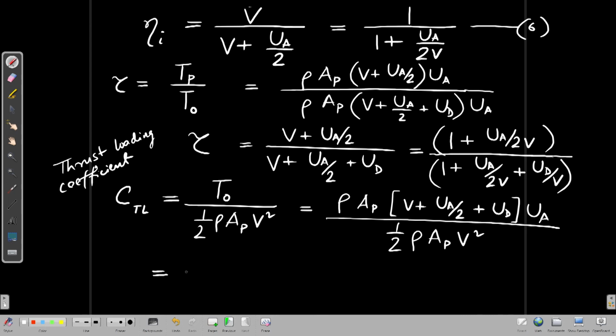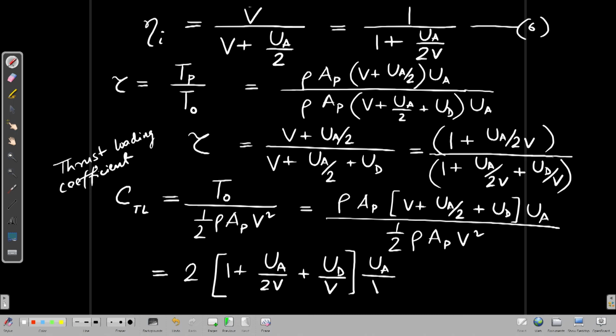We will see that it comes to 2 into 1 plus UA by 2V plus UD by V multiplied by UA by V, because rho AP will cancel out and this V square we have used to non-dimensionalize both the term within the bracket and also the UA outside.